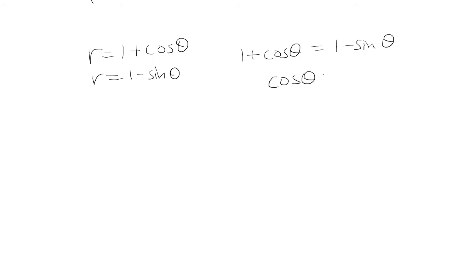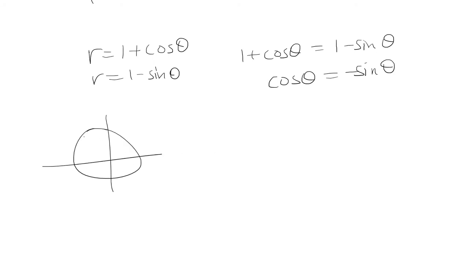Now we have r equals 1 plus cosine theta and r equals 1 minus sine theta. So we should still set them equal to each other. The ones are going to cancel. Maybe cosine is equal to negative sine. So think of this like, if I were to take the absolute value, when is cosine equal to sine? Well, if you look at the unit circle, that only happens at pi over 4.